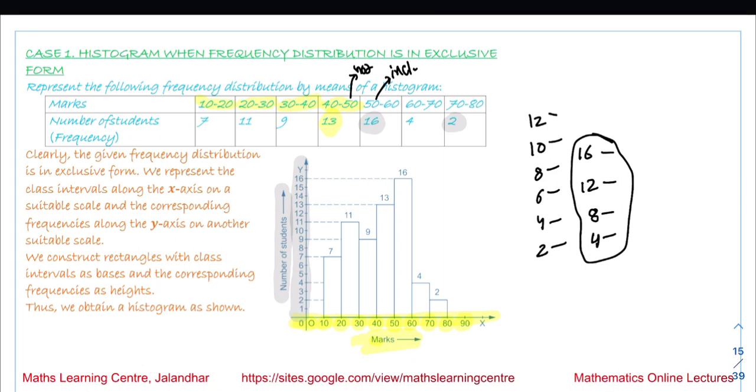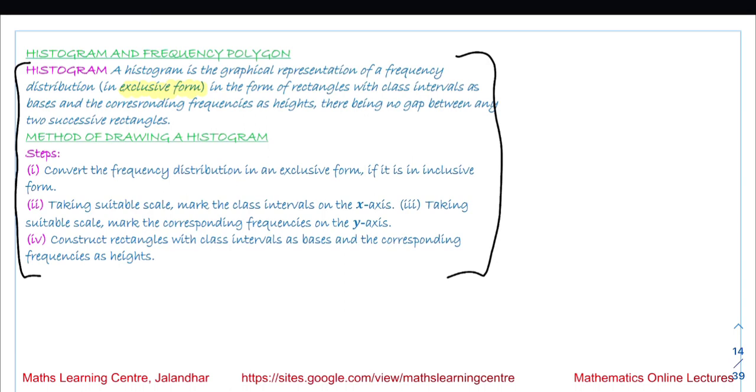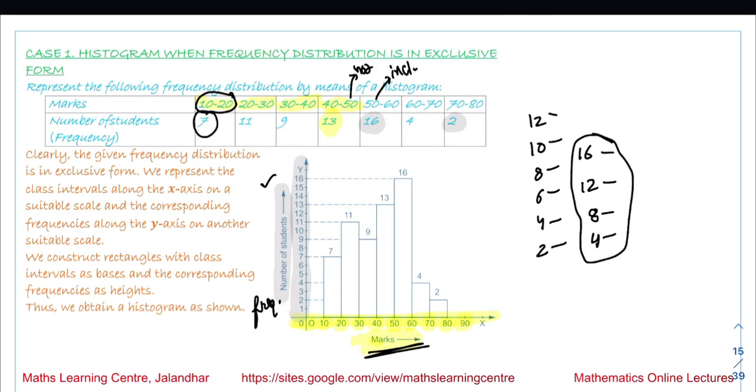So on the y-axis we have marked the number of students, that is, we are talking about the frequency, and on the x-axis we have marked the marks. Now our next step is saying: construct rectangles with class intervals as bases and the corresponding frequencies as height. So the first class interval we have is 10 to 20 and the frequency is 7. So corresponding to 10 to 20 we have drawn this rectangle over here, and this is representing 7.